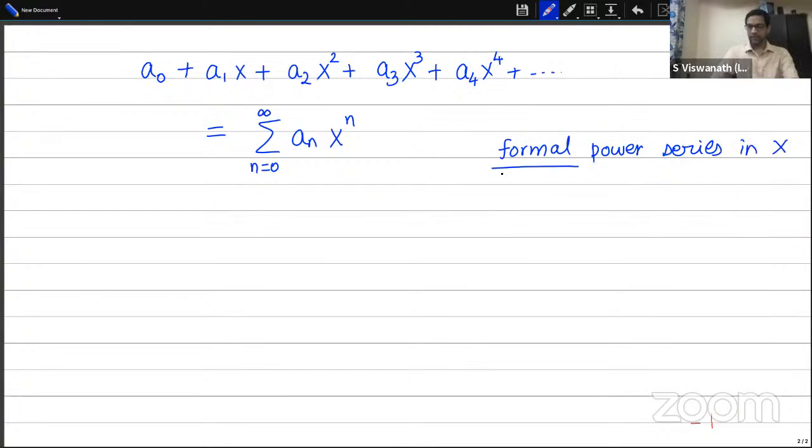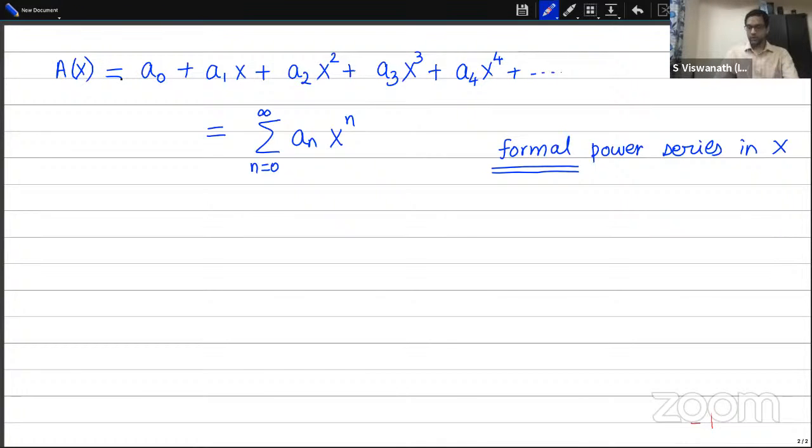Okay, so maybe I will come back to this word formal afterwards. But for now, we've sort of seen power series, and they give you expansions of a function about a point and so on. So this is like a power series in the variable x. Okay, so let's call this series something. I'll call it capital A of x.